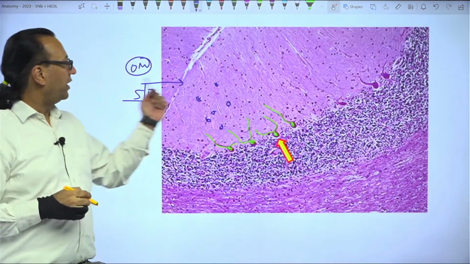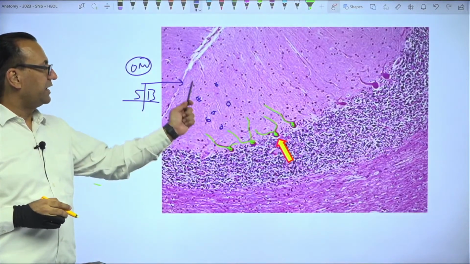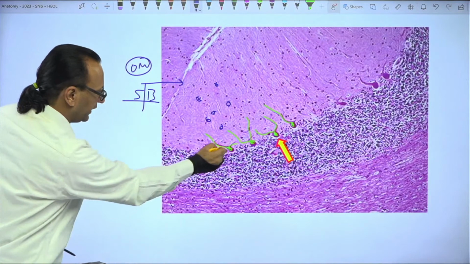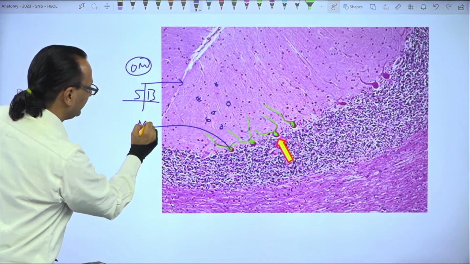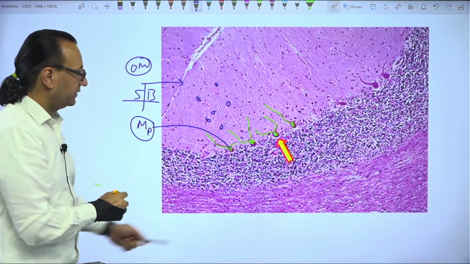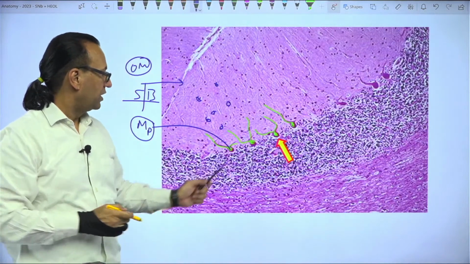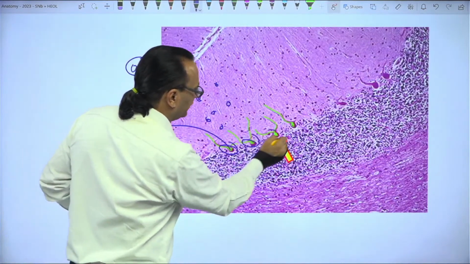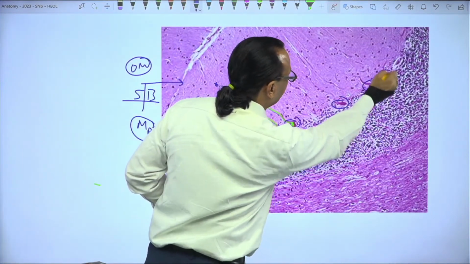So the outer molecular layer in the cerebellar cortex has stellate and basket cells, then the middle Purkinje layer. This arrow mark is for the middle Purkinje layer. This is all Purkinje cells.